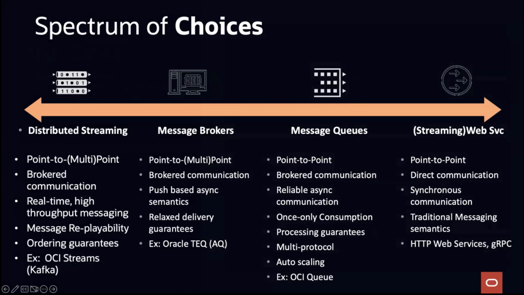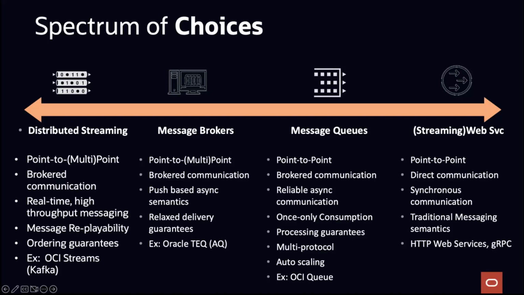It's normally used for high throughput messages, specifically, let's say, from IoT devices that send lots of data. That's where OCI Streams, a streaming service, can be used. It does have order guarantees as well as message replayability. The second is message brokers, which have point to multi-point communication. It's also a brokered communication service and has asynchronous semantics. It relaxes the delivery guarantees a little bit.